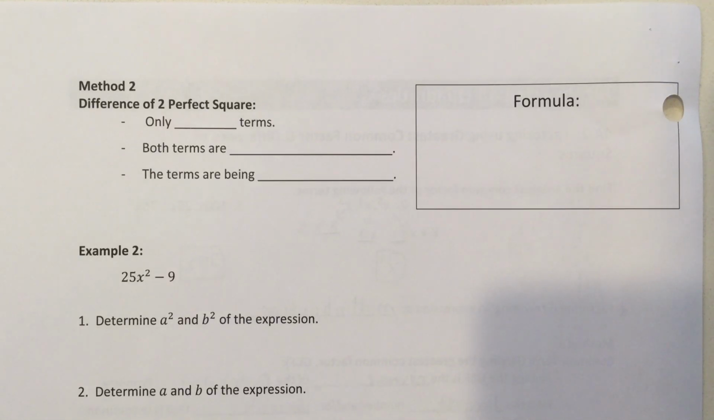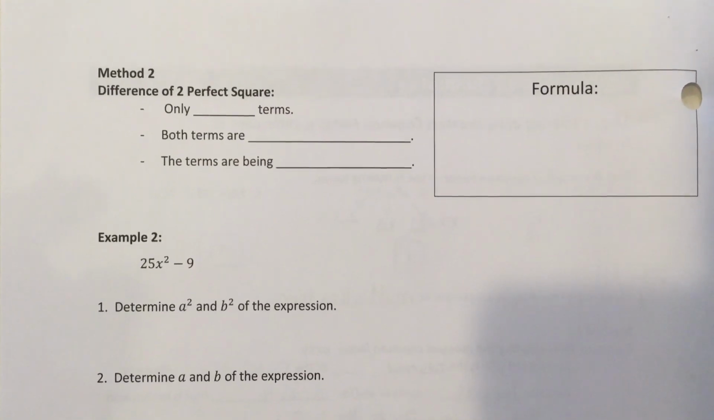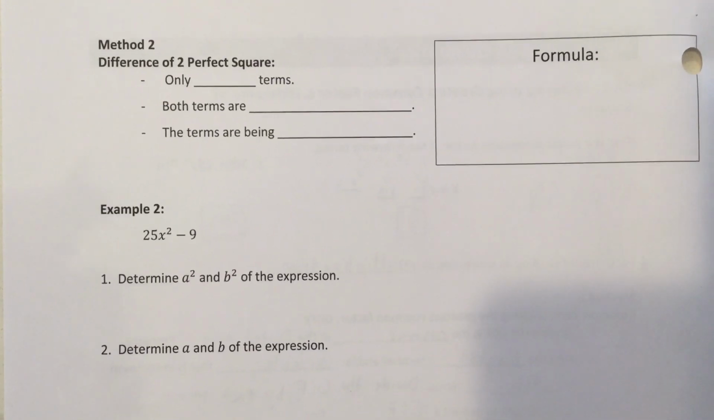All right, our next method of factoring is difference of two perfect squares. And difference of two perfect squares requires certain aspects in order to do this. You're still always looking to factor out a GCF first. That's always kind of your first step.